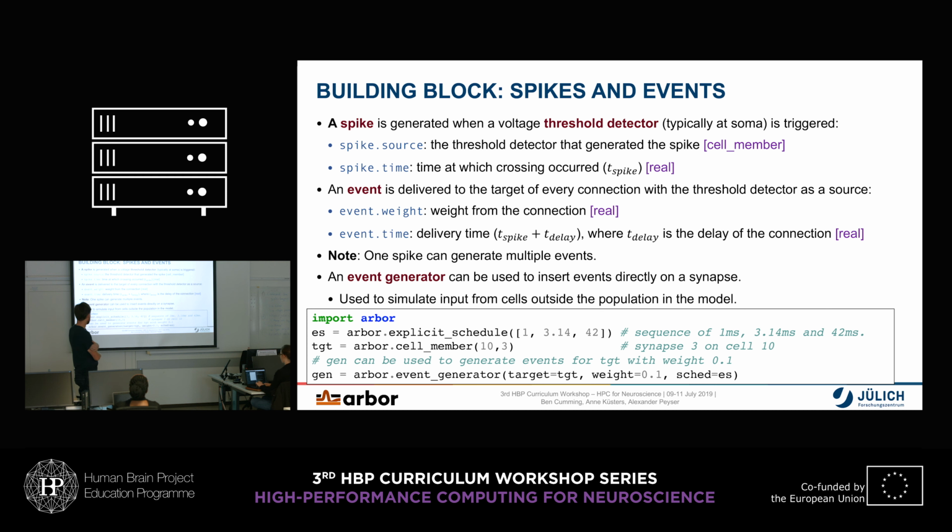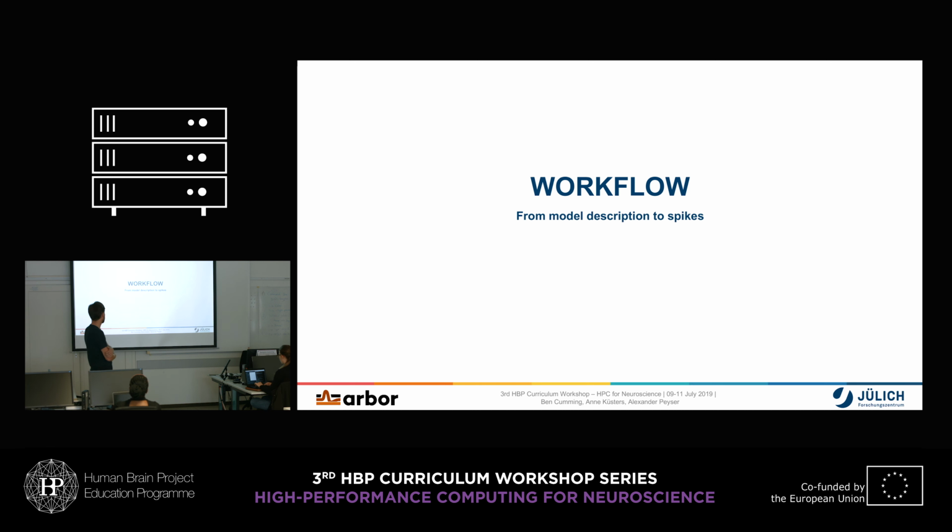Okay, we've got things called event generators, and I think we'll see those in the hands-on. I won't spend too much time going into those now. So these are the basic building blocks you have to understand to start building a model. Once you can make some cells and connect them together, and maybe put some events into the system to start it off, then you can start to build some simple models.